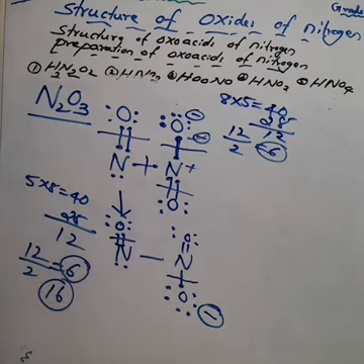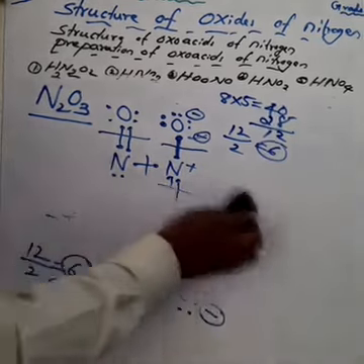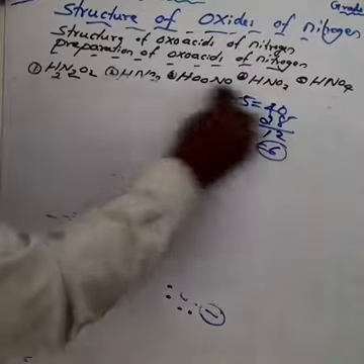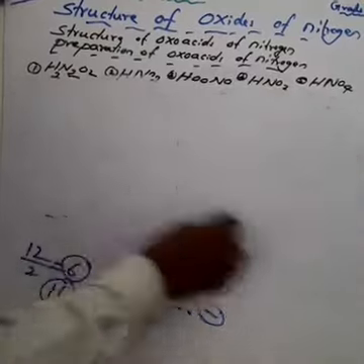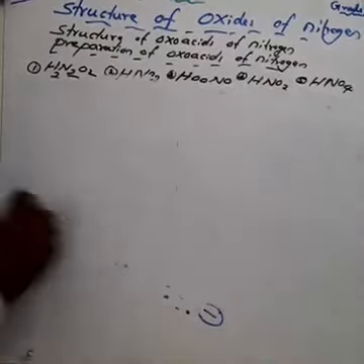Okay, my dear children, I think this is about the first or second class of this year. Already I gave the electron dot structure. You have to practice this one. The remaining 3 you have to practice. Structure.